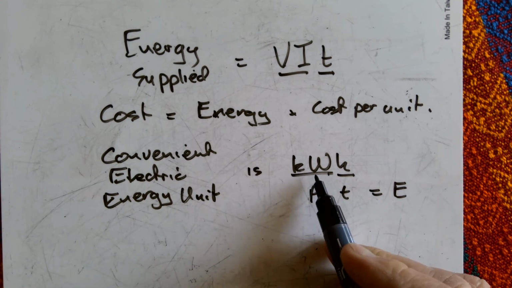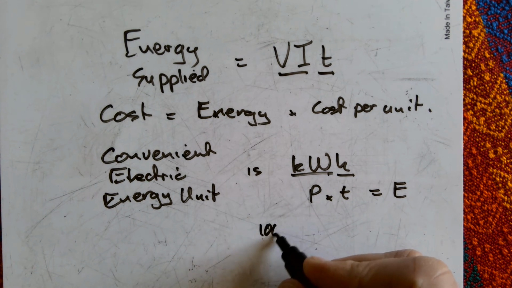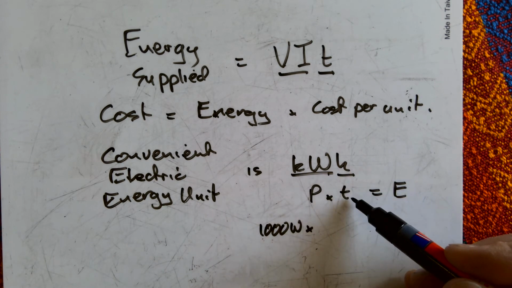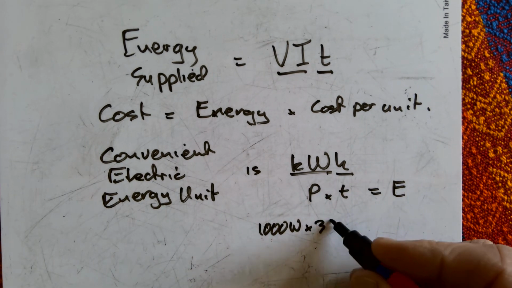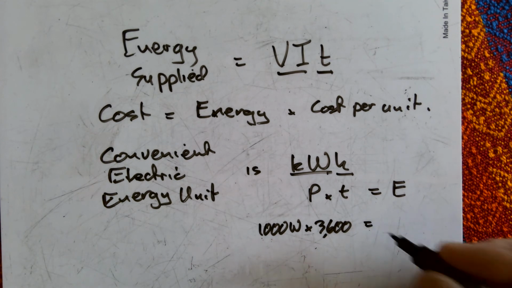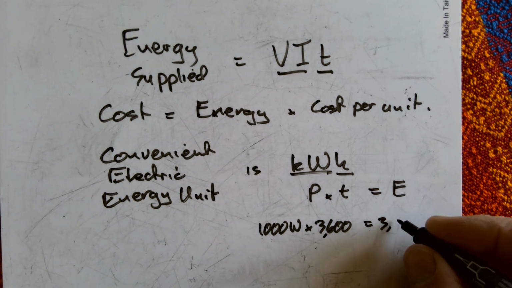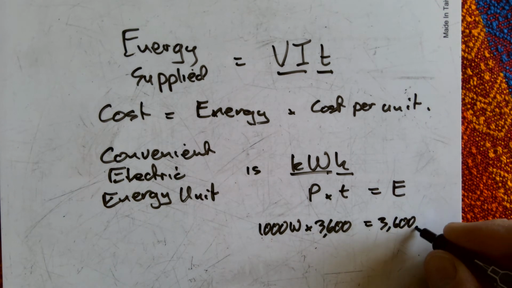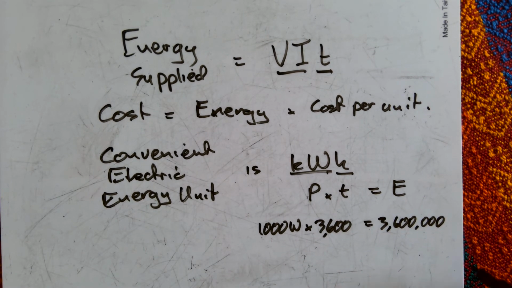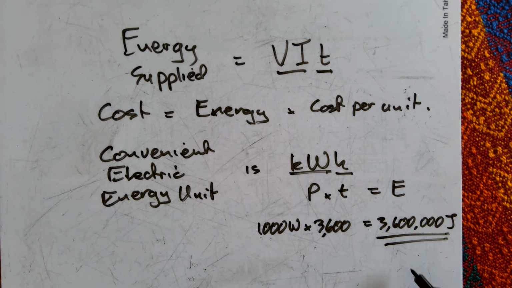Well, if we take the maths of it, we would have how many watts? 1000 watts times the number of seconds in an hour, 3600. That's 60 times 60, and if you put them together, we'll end up with 3,600,000, or 3.6 times 10 to the 6 joules. Basically, that's your convenient unit.